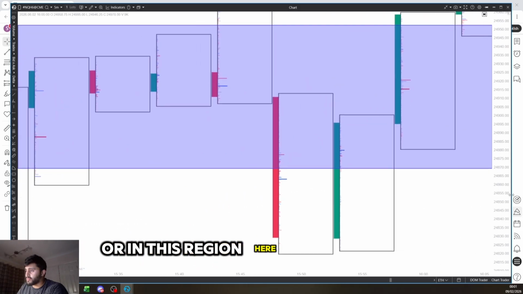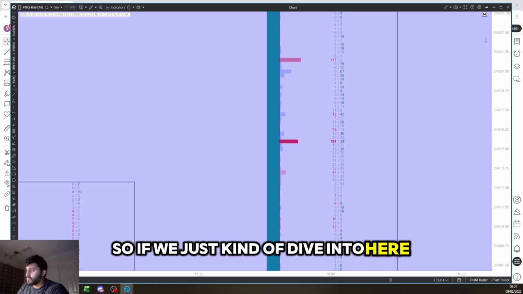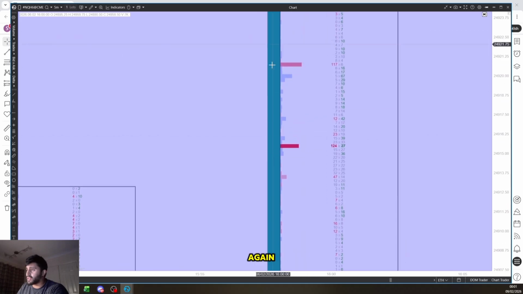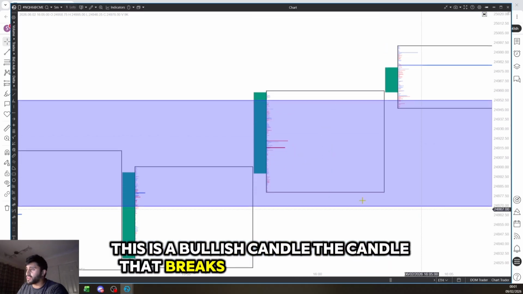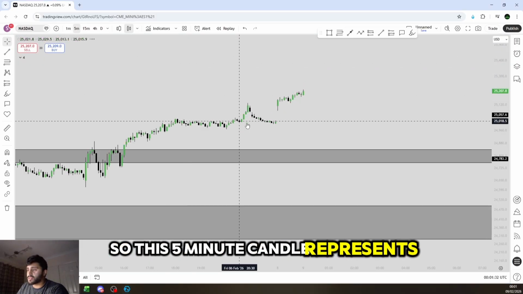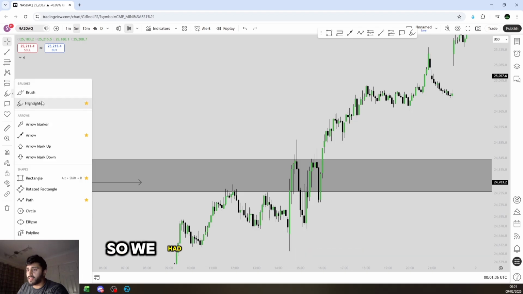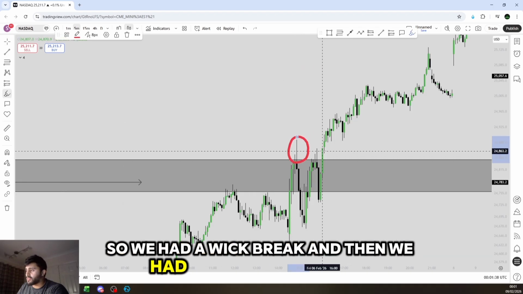Or in this region here, only inside the key level. So if we just dive into here, what we can see is a green candle. Again, this is a bullish candle, the candle that breaks above the zone here. So this 5-minute candle represents this 5-minute candle over here, right? This candle that breaks. So we had a wick break, and then we had the final body break.